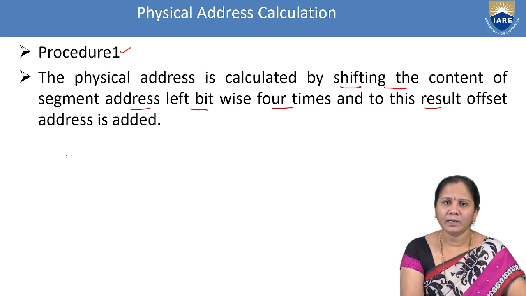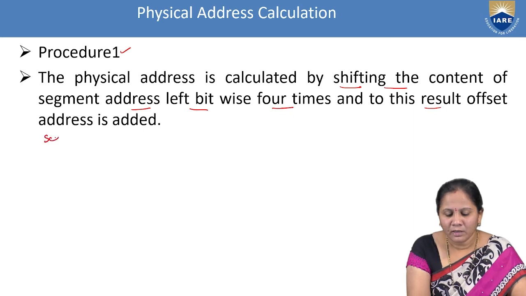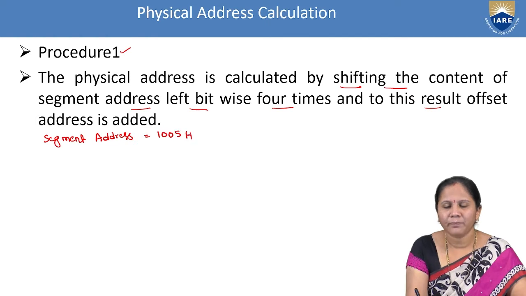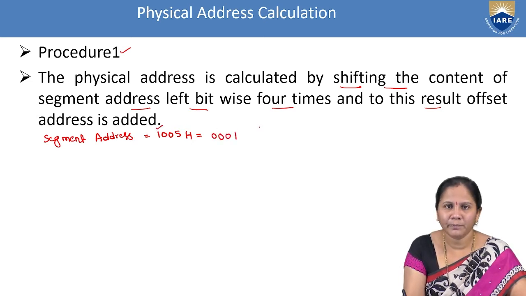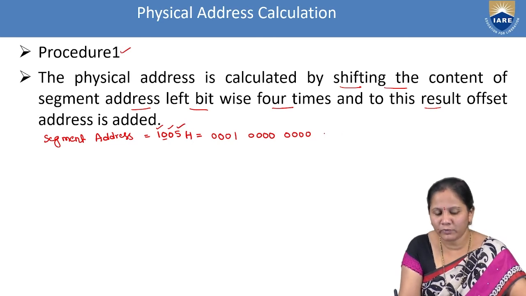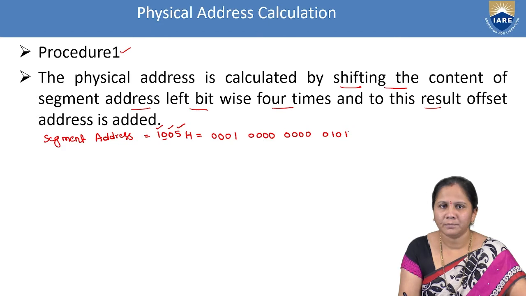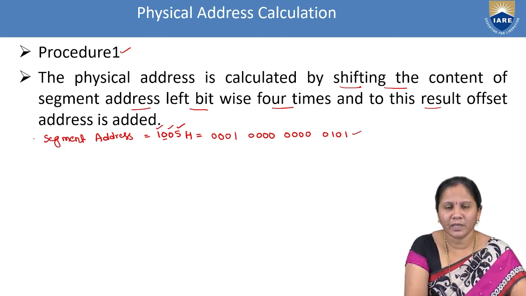Now, consider one example. We have the segment address 1005H. First you have to write this segment address in binary form. If we write this in binary, it will be 0001 for the value 1, and next for 0, it is 0000, and another 0 is there, 0000. And the next value is 5. The binary value of 5 is 0101. So this is the binary representation of the segment address.